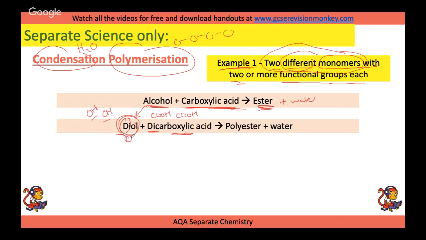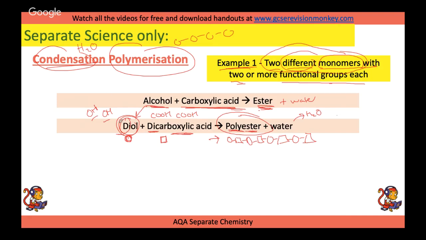So this is one monomer reacting with a different monomer. I'll just do one as a circle, one as a square. And that is going to make a polymer like so. And because this time it's not just making an ester, it's making a polymer, we call that polyester. Okay, polymer ester, polyester. And the water bit is because it's a condensation polymerization reaction. It doesn't have to be water in all of the cases that you'll see, but a small molecule given off.